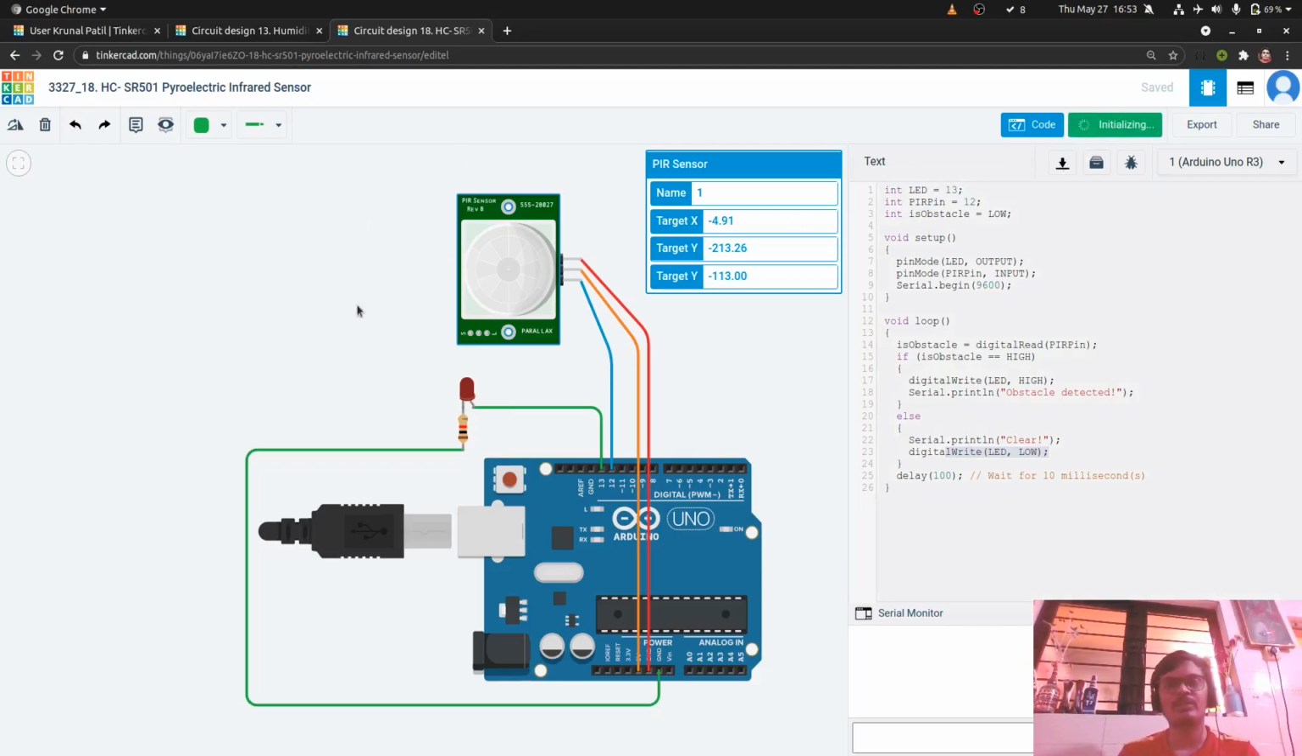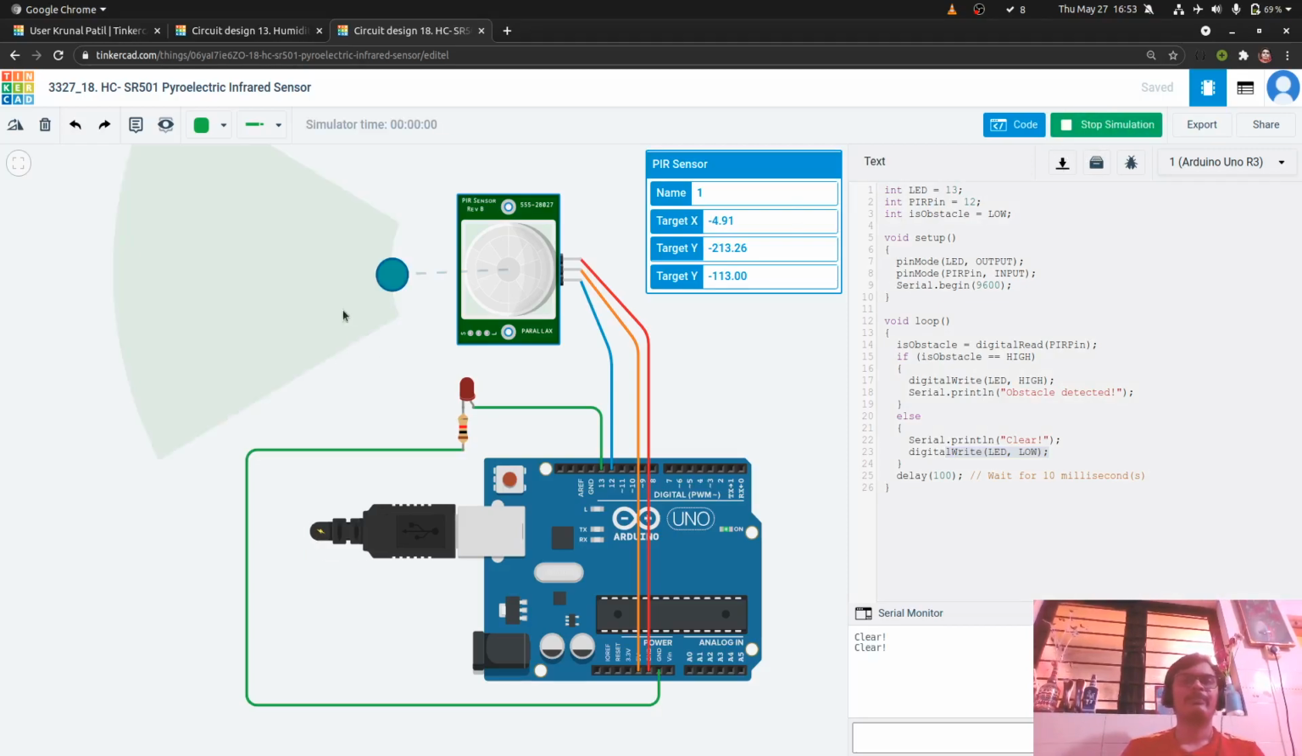Coming to the simulation part, here we have an object but it is not moving, so the output printed is clear. As soon as we start moving the obstacle in front of the PIR motion sensor, the LED glows and the output is printed as obstacle detected.